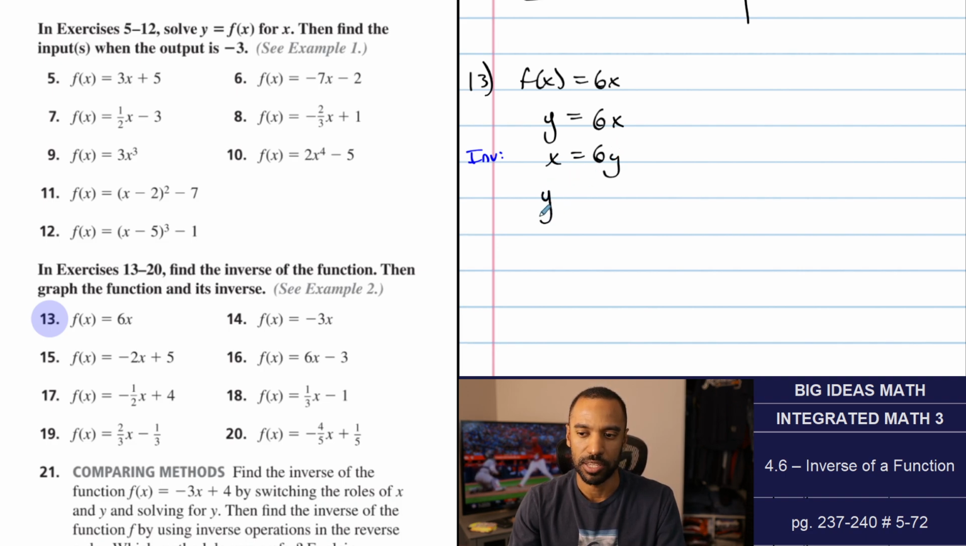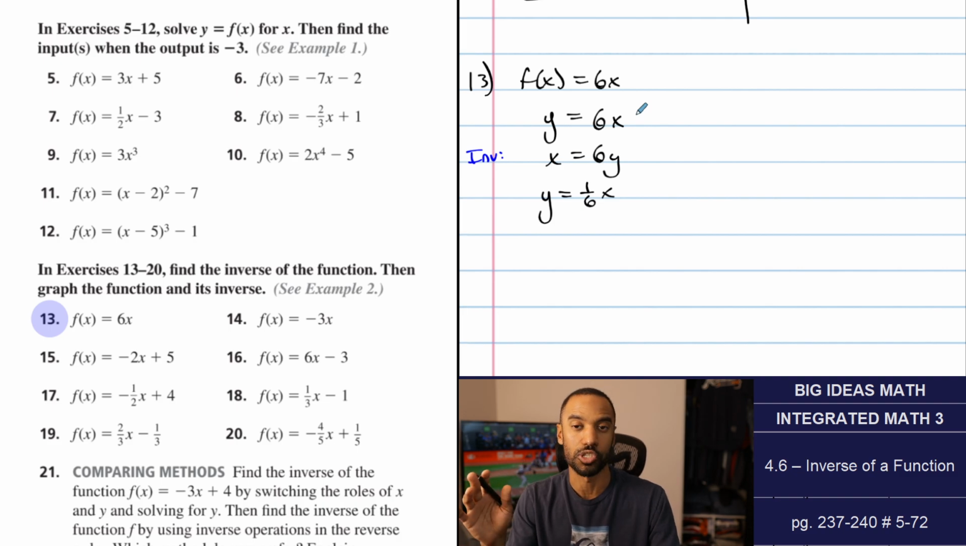If I divide both sides by 6, I get y equals 1/6 x. And I want to write it in that form because that 1/6 is like a slope to me. That's one that I can graph with. That's one I can make sense of.